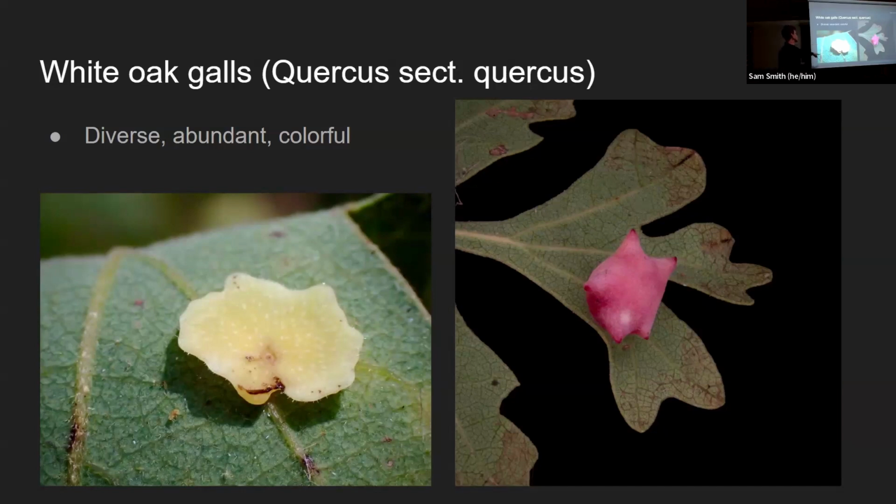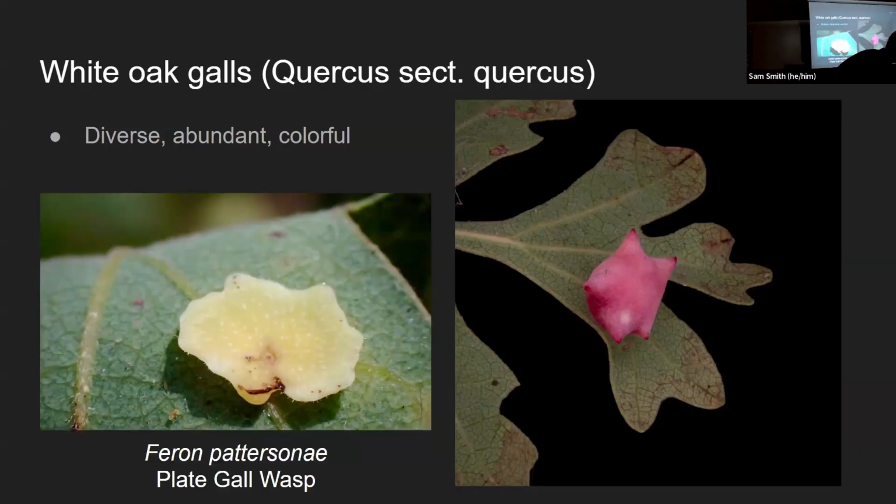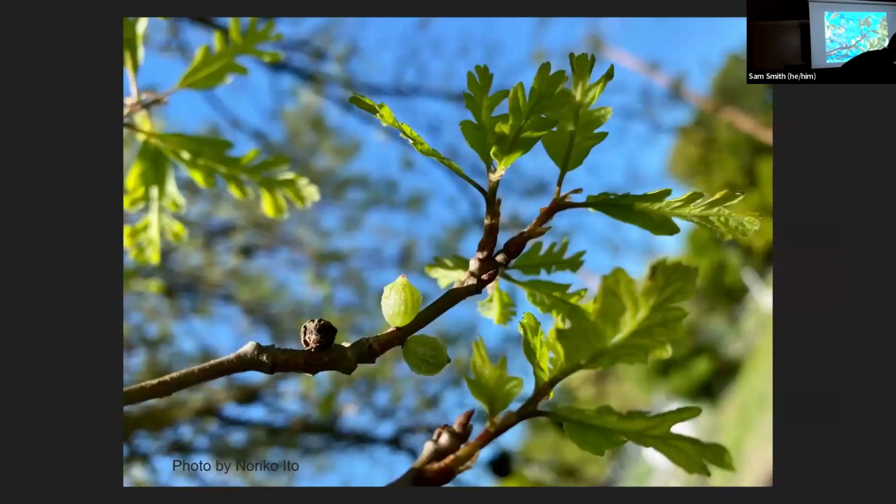And then this one over here is the plate gall wasp. It's kind of flattened and looks like a plate. I also like that it has this sort of pattern on it that's distinctive too. And that one can grow on a variety of different white oaks. I see it mostly on blue oak though. Feron pattersonae, and then Antron douglasii.